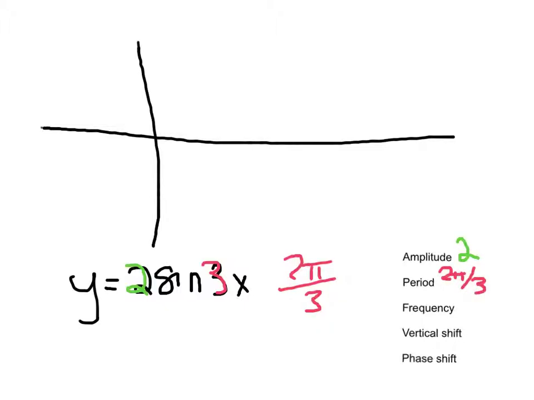You can think of that in two ways. If this is 120 degrees, you could say that it completes one full cycle in 120 degrees, or you could say that it completes 3 cycles in the same amount of time the regular sine function would complete one cycle. The frequency is the reciprocal of period, 3 over 2 pi. This has no vertical shift, this has no phase shift.